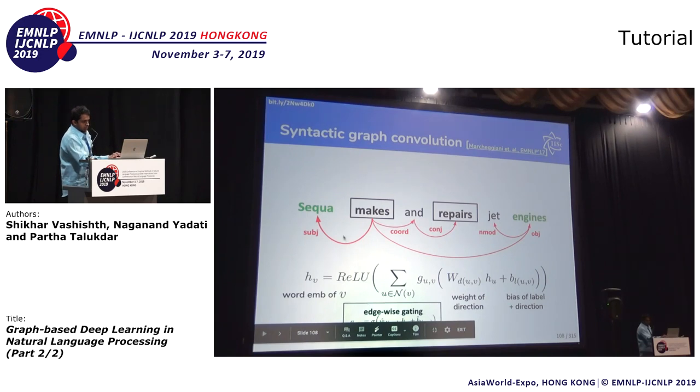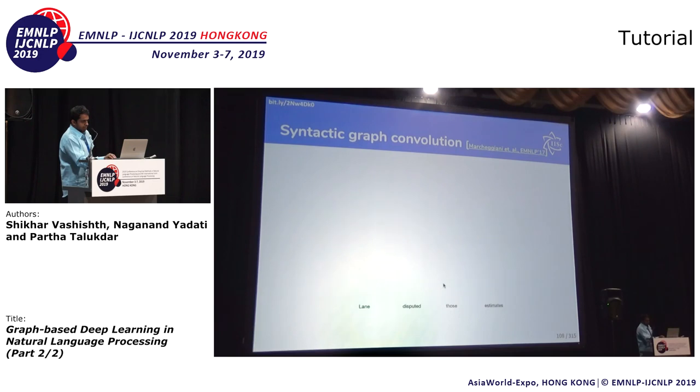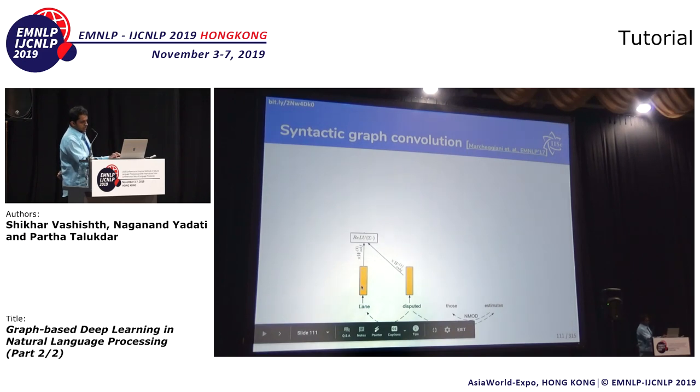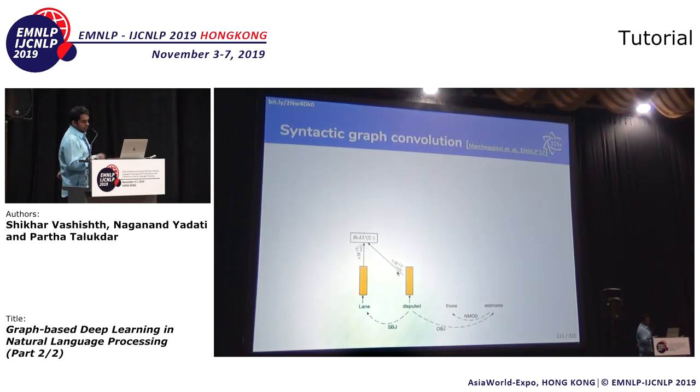Some of the edges in the syntactic graph can be noisy, right? This is controlled by edgewise gating, which is a simple gating mechanism added to the graph convolution. Let's understand how syntactic graph convolution is used for an input sentence. We have a simple input sentence: Lane disputed those estimates. We get the syntactic dependency graph using, let's say, Stanford NLP dependency parsing. To compute the graph convolution of the word Lane, we look at its own representation, and then we look at the one-hop neighbor of Lane, in this case disputed, right? And then we aggregate features from the one-hop neighborhood.